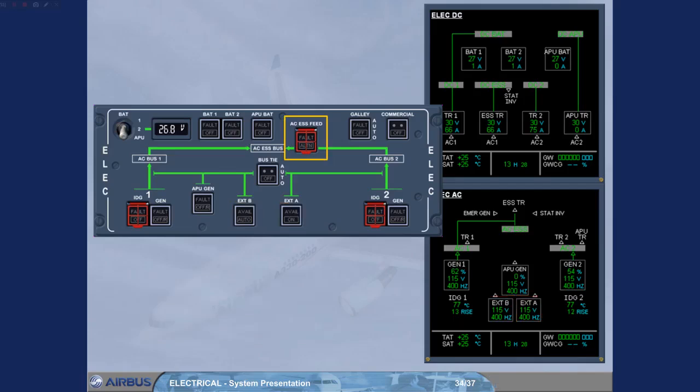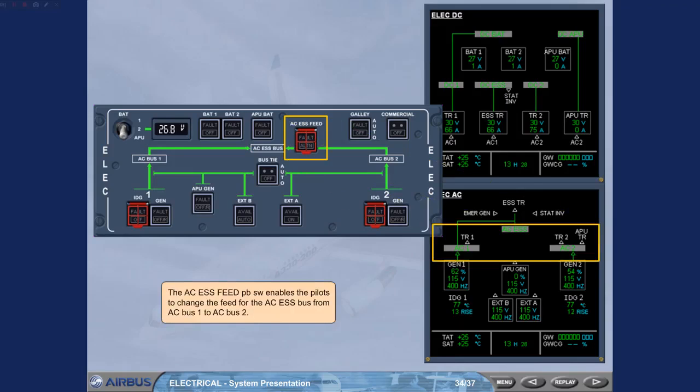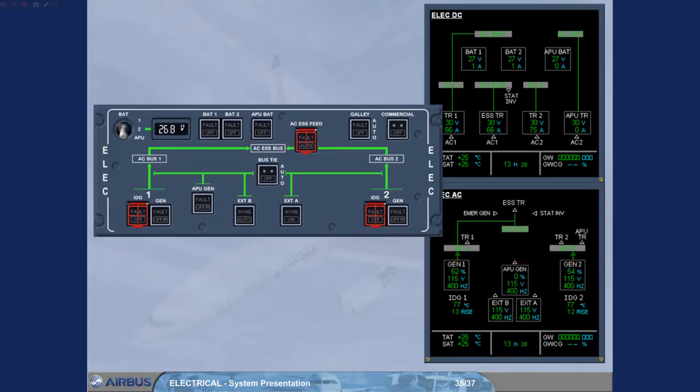The AC essential feed push-button switch enables the pilots to change the feed for the AC essential bus from AC bus 1 to AC bus 2. The bus tie push-button switch enables the pilots to isolate one side of the system from the other. You will see and do this in the abnormal operation modules.